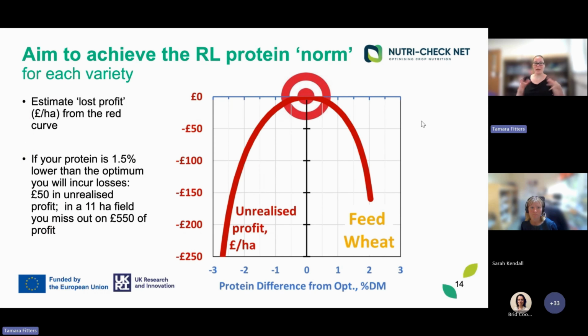So what we aim to achieve is the RL protein norm, because that is what gives us the economic optimum. So when we look at this, this is the economic optimum where we've got our bullseye. That's what we're aiming for, where we have a loss of £0, which is ideal. So this graph's looking at feed wheat. And then again, if you deviate in your protein, so if you go to a lower protein content, you get losses on this side.